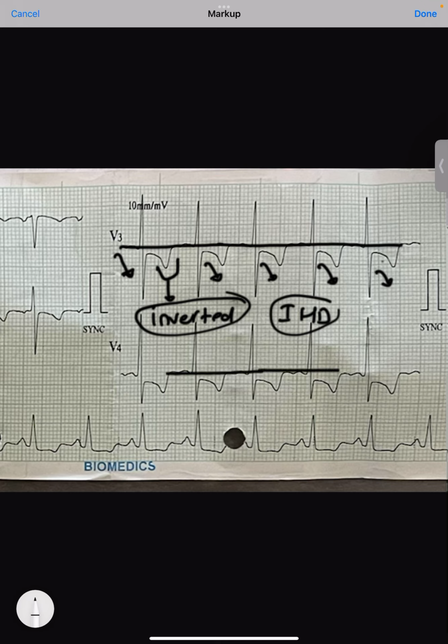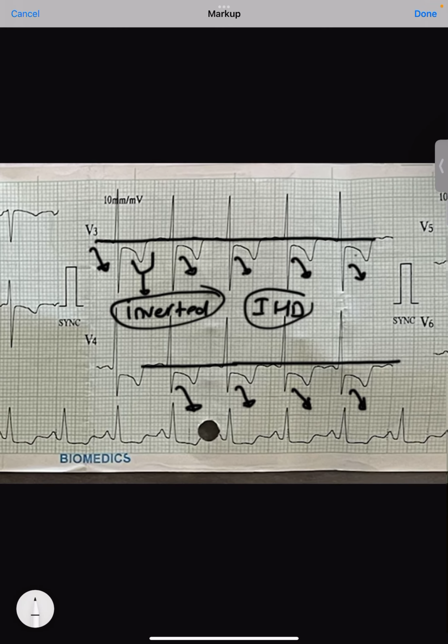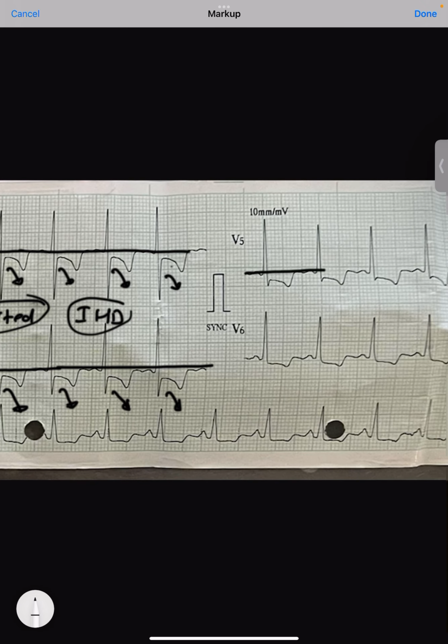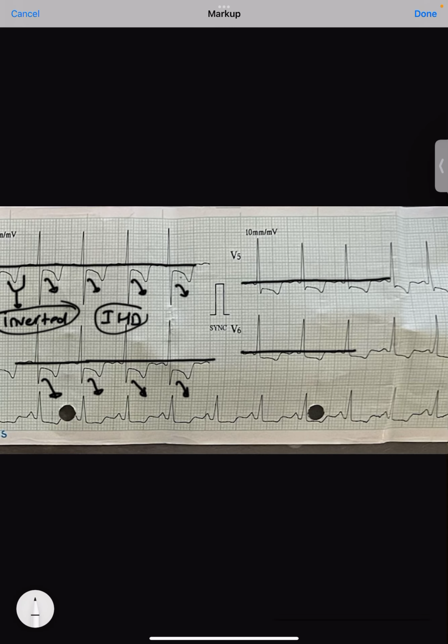Here also, this is the baseline. We can very nicely make out the marked ST depression that is going towards the downside obliquely, and there is marked T inversion as well. There is marked ST depression in V3, V4, V5 as well as in V6, which is a very characteristic feature of ischemic heart disease. Now this type of pattern can be seen in two things. First is in ACS.